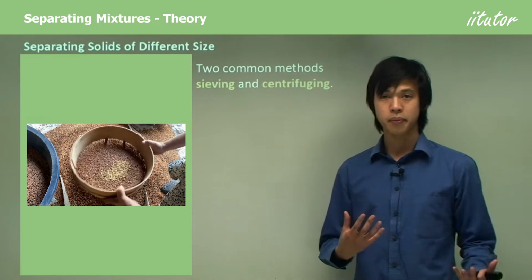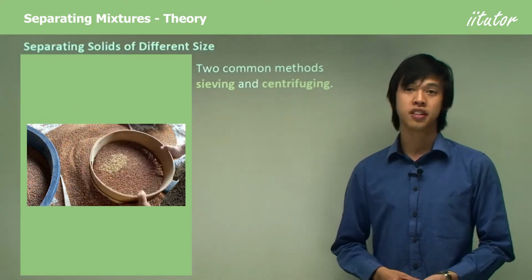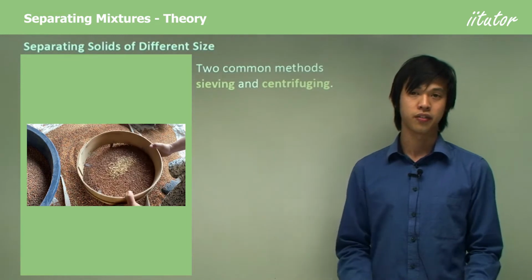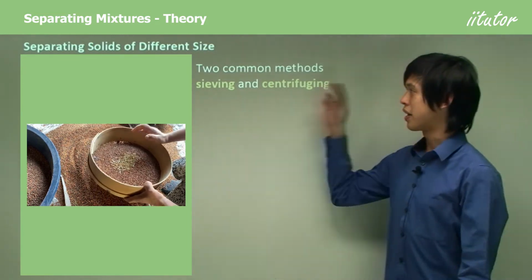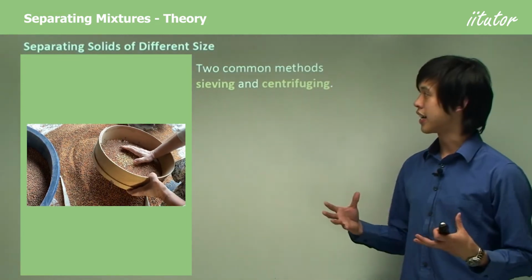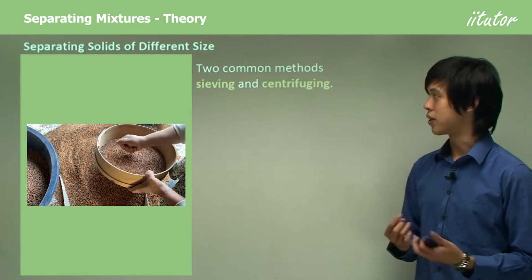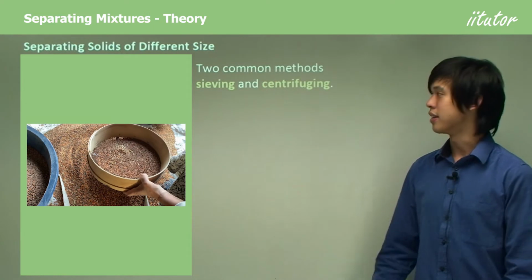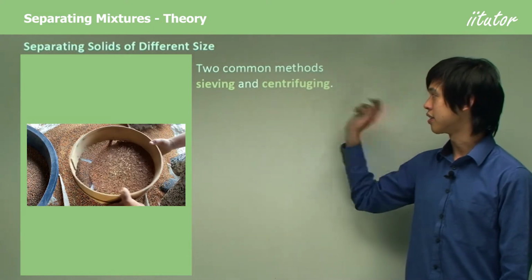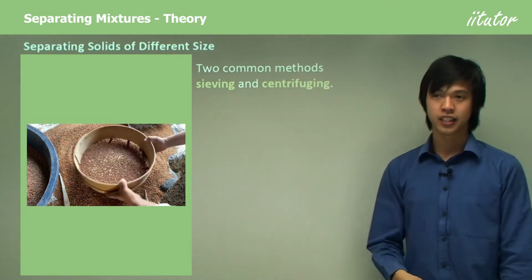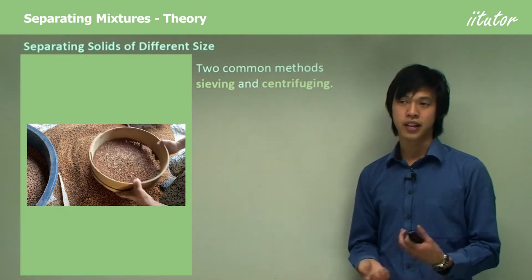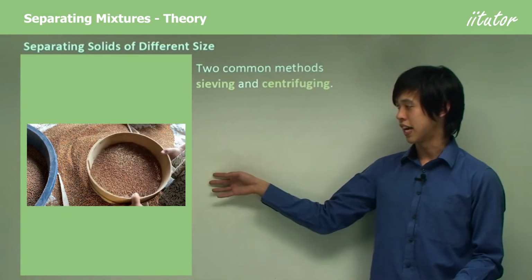We're going to talk about separation in terms of basically scenarios where we want to separate two different things. So the first scenario is separating solids of different size. In this case, we have two solids that are different size in terms of their grain size, and we want to separate them. So two common methods is to use sieving or centrifuging. For those who bake very regularly, you would use a sieve to separate the flour in order to get a very fine mixture of flour at the bottom.